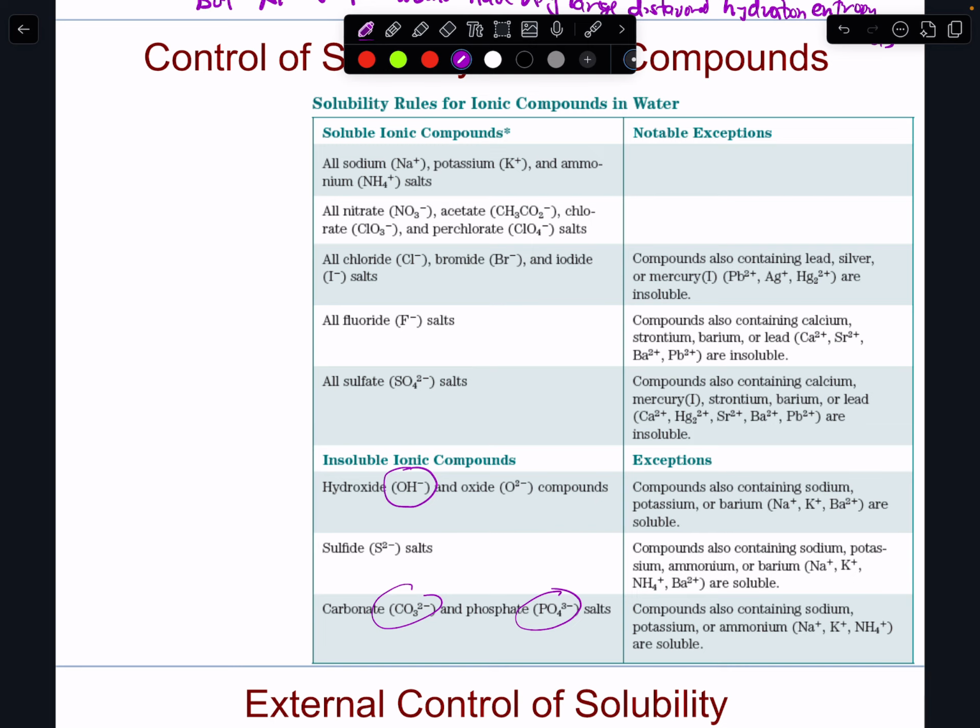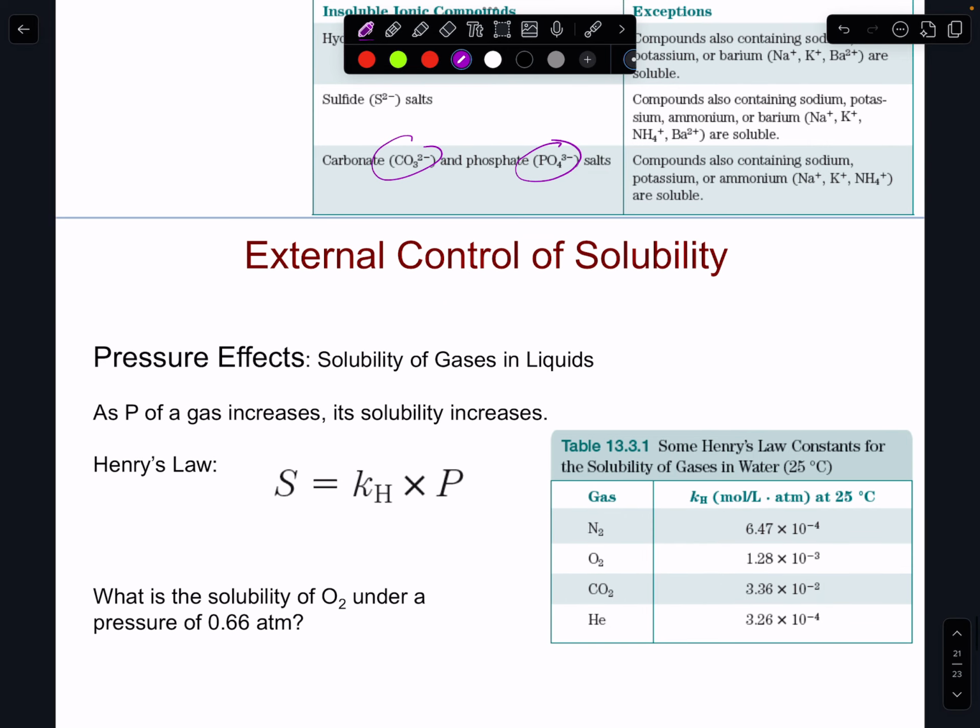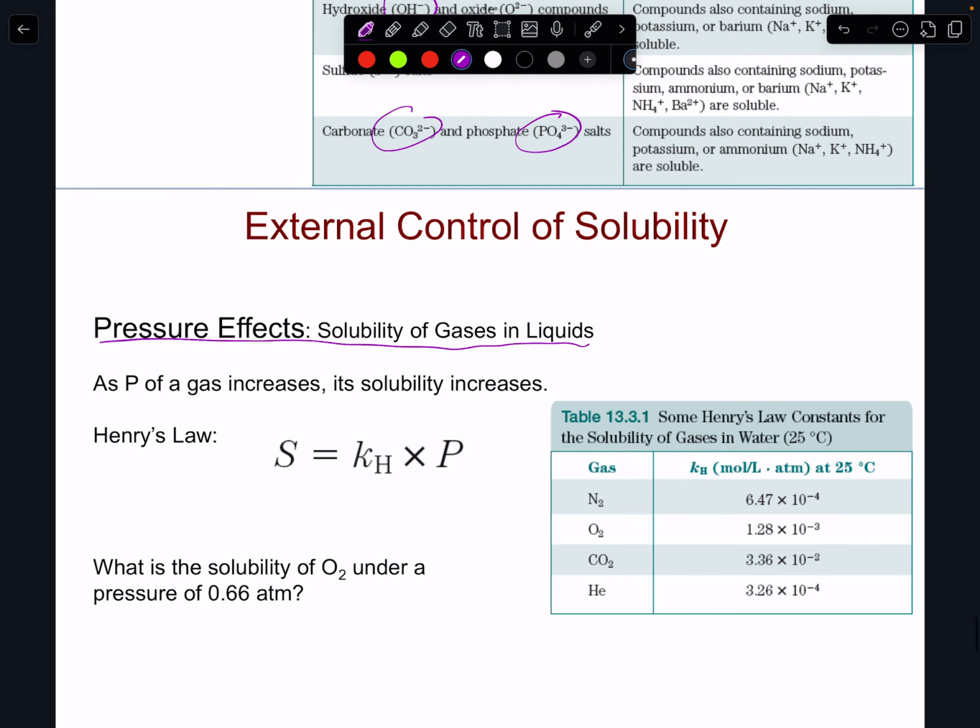Okay, so that ends our inherent control of molecular shape with why things dissolve and not. And finally, we're going to go to external control of solubility, things you can do to make things dissolve more. The first one is a very special case. It's just pressure effects of solubility of gases dissolving in liquids. And this has a law called Henry's law. It has a constant, the Henry's law constant.